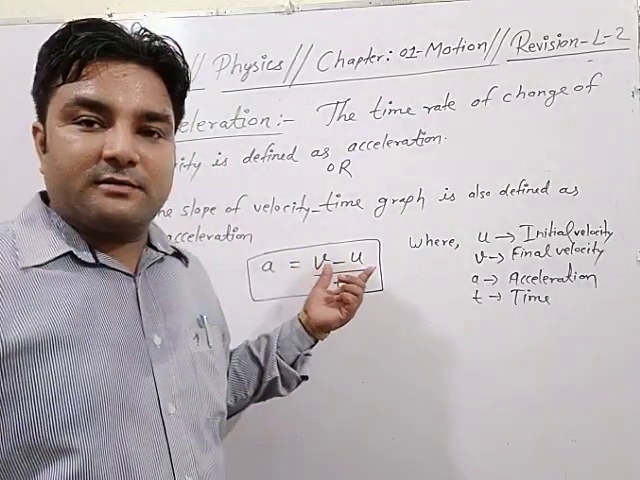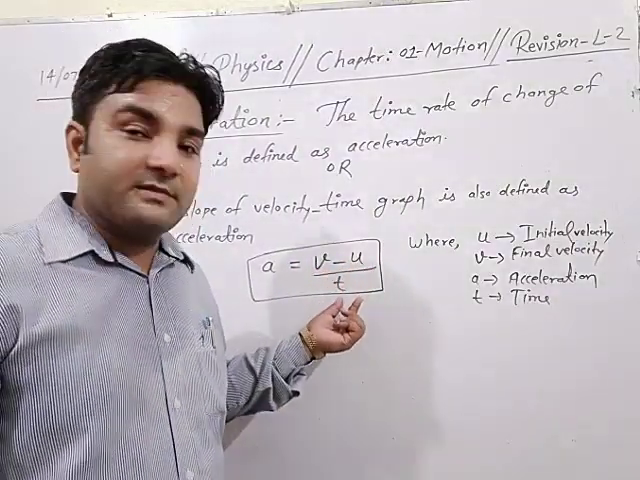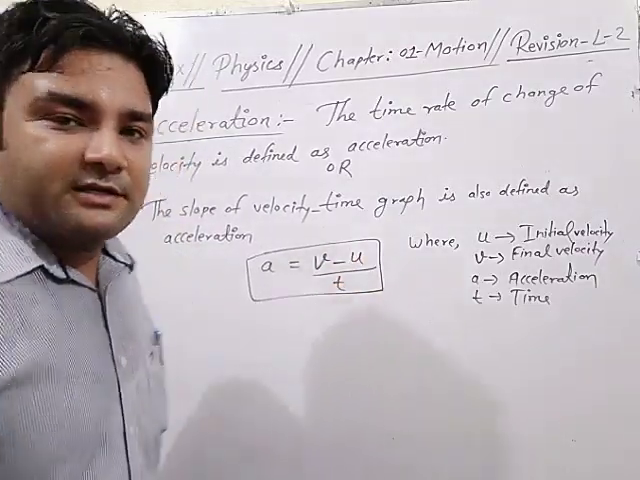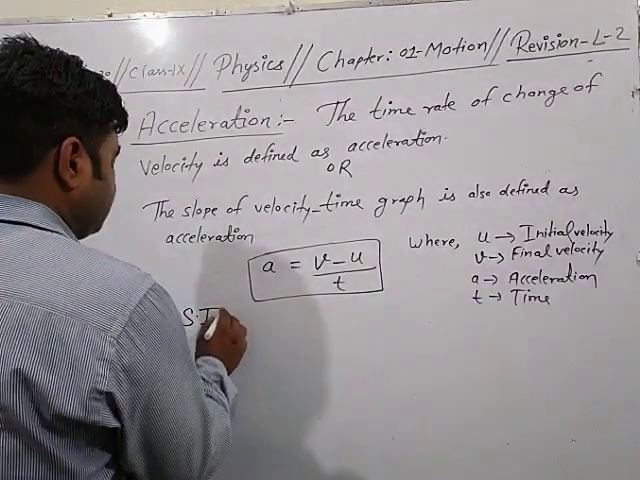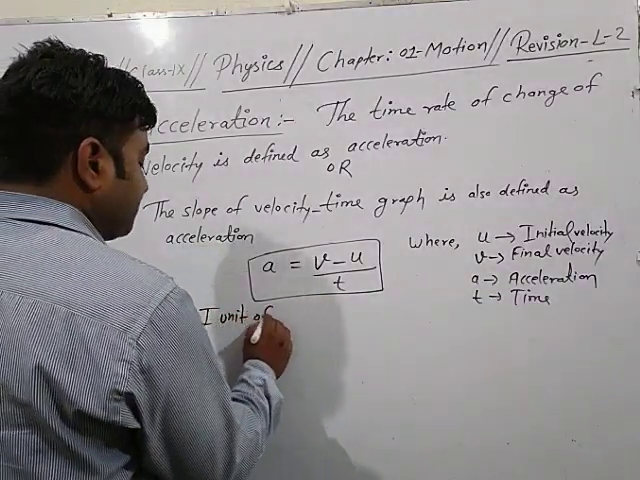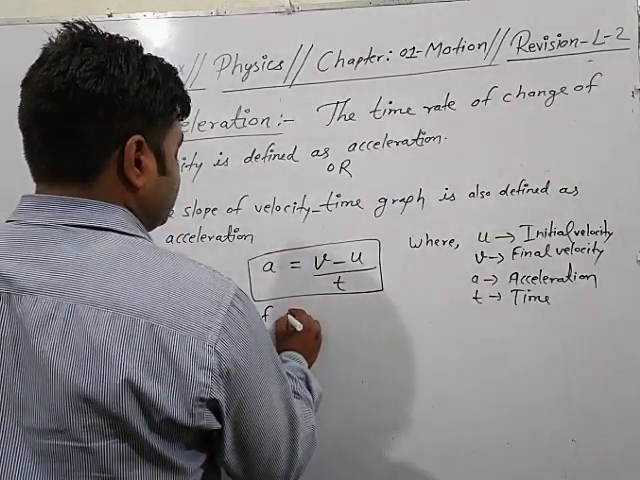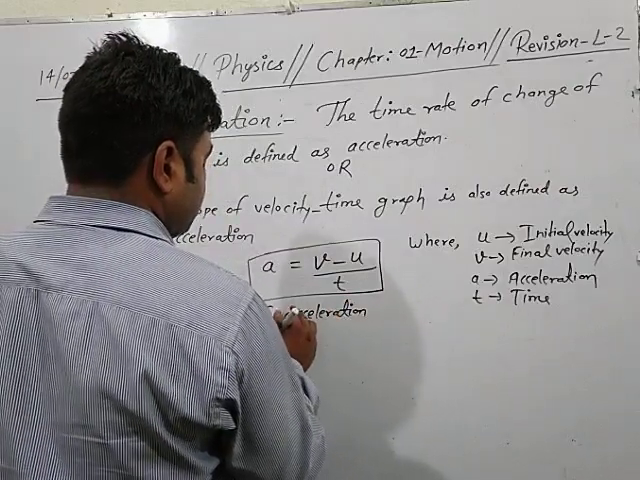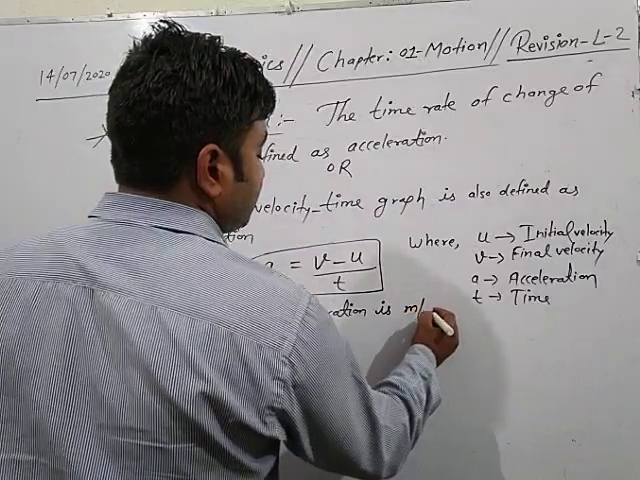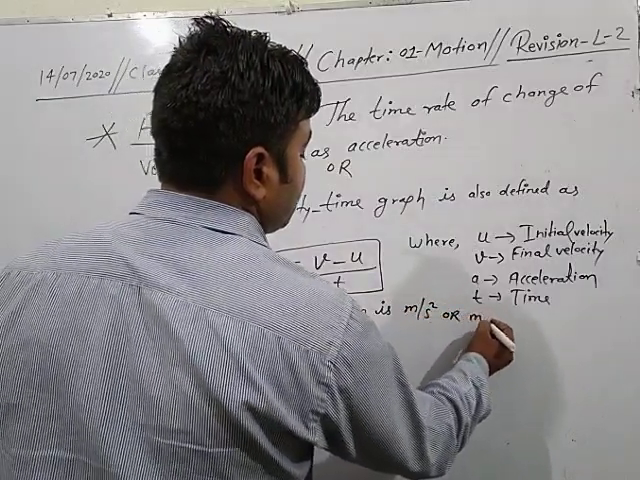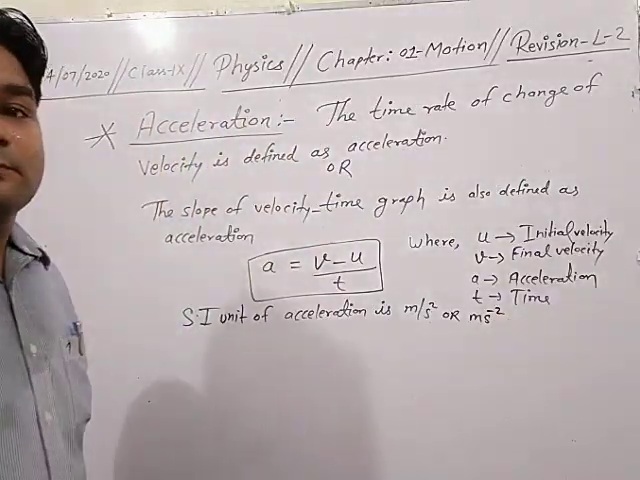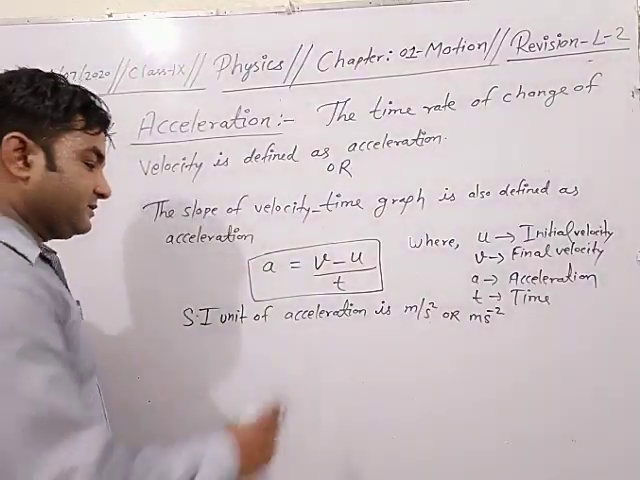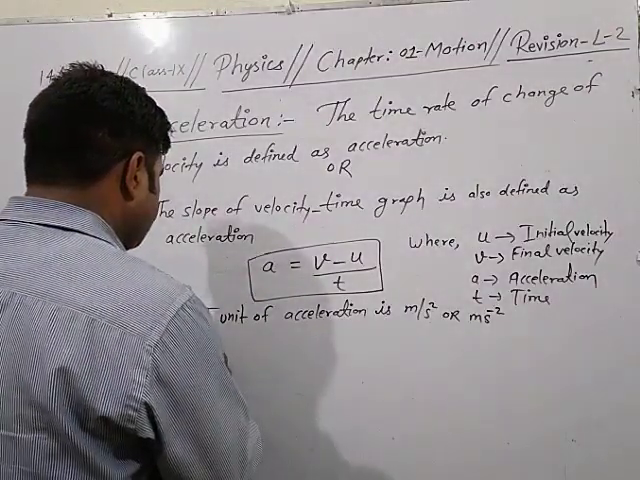Here, change in velocity gives us velocity upon time. Velocity is measured in meter per second, and further dividing by time, it means meter per second square. The SI unit of acceleration is meter per second square or meter second power minus 2. Both are the same. It is a vector quantity.